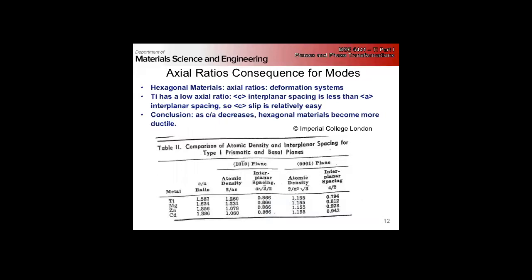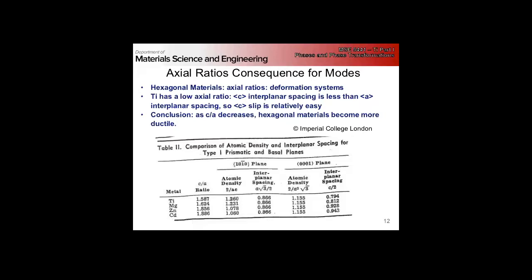And this basically shows what I've just been saying: we alter our C to A ratio, right? We alter our interatomic spacing on both the basal and prismatic, right? So, as a low axial ratio, our spacing along our C axis becomes less than the A axis, so our C slip becomes easier, right?